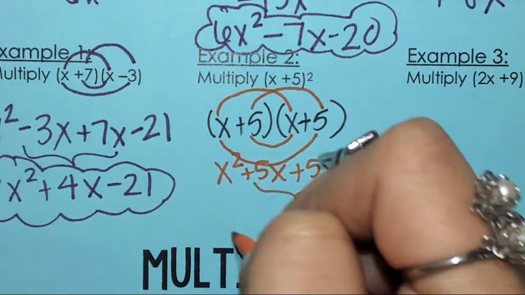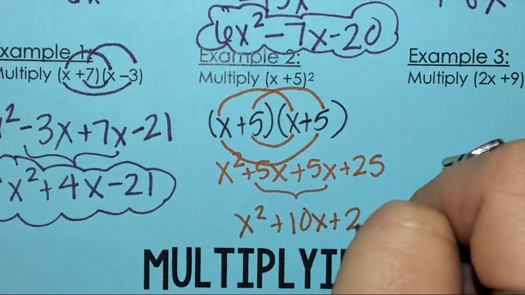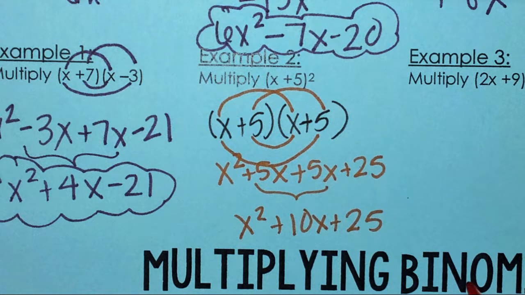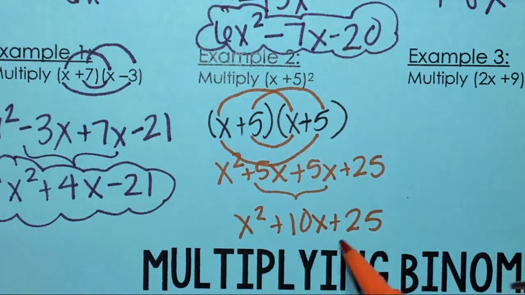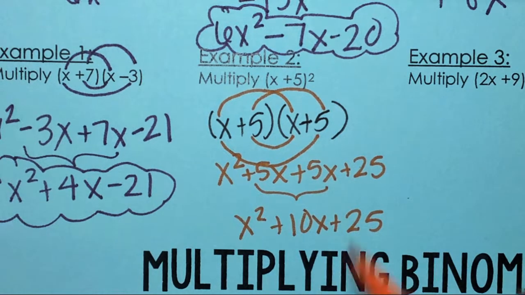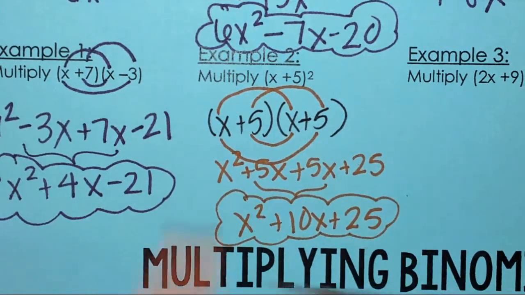Do we have any like terms? Yes. It's the ones in the middle. 10x is x squared. No, wait, we don't add the x. It's x squared plus 10x plus 25. You only add the exponents when you multiply. Does anybody have any questions?